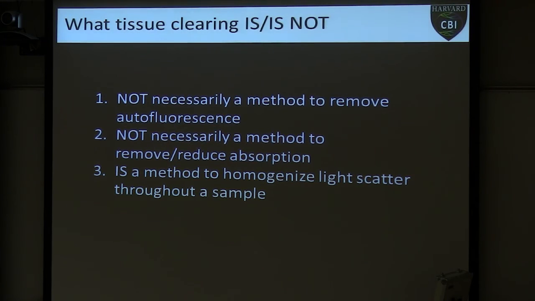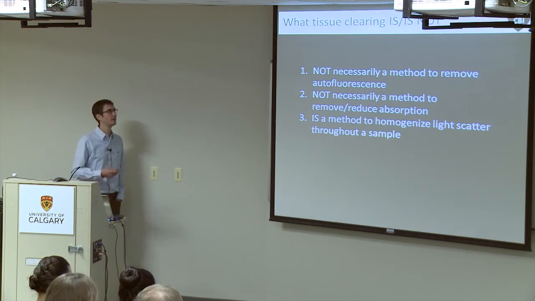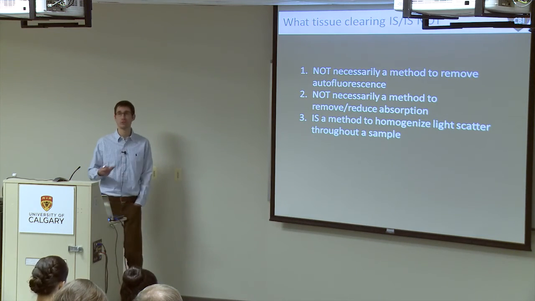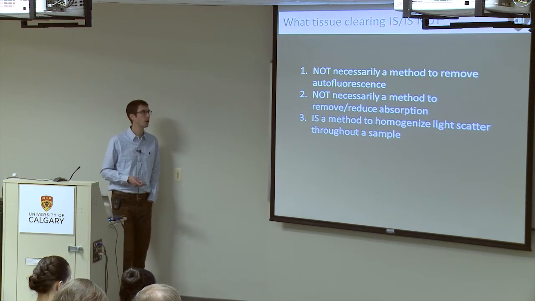So a couple things that you have to keep in mind with tissue clearing. It's not necessarily a method to remove autofluorescence. If you look at the different techniques that are out there, some of them include a step that will help with autofluorescence. But in general, if you have autofluorescence in your tissue, it's still going to be there after you've cleared your sample. It's also not necessarily a method to remove or reduce absorption. So if you have a lot of hemoglobin, myoglobin, melanin, those absorbing molecules are still going to be there afterwards, and that's still going to pose a problem.